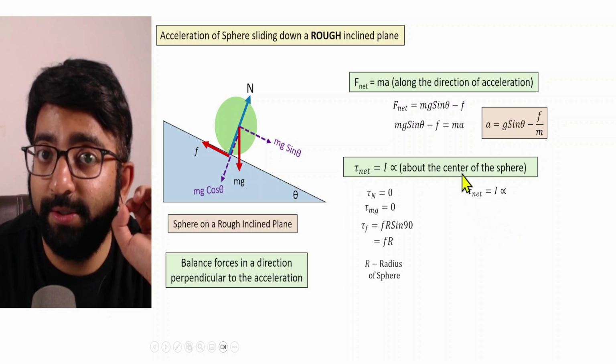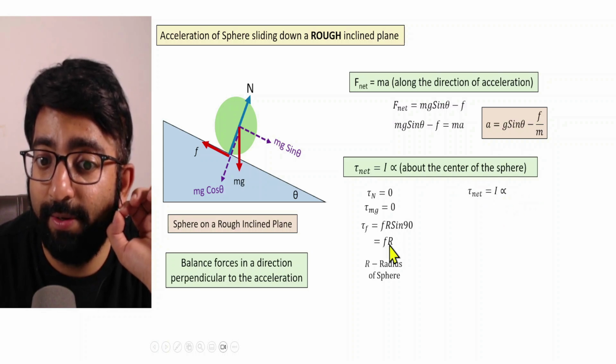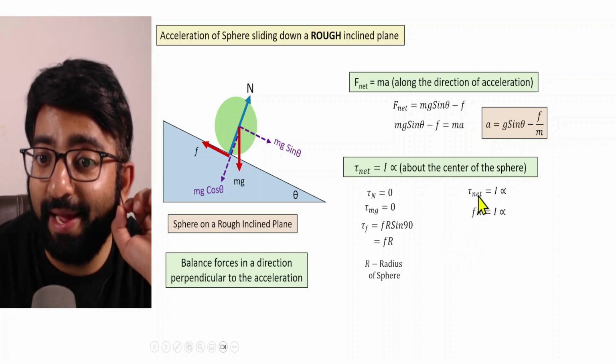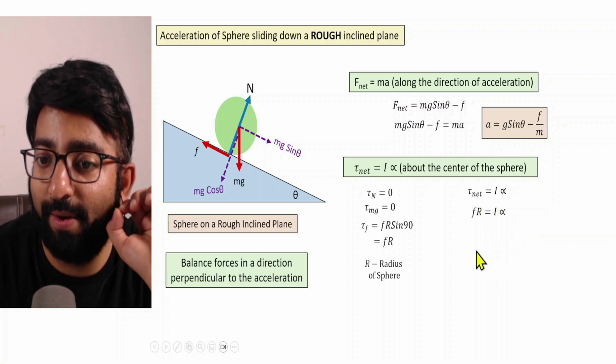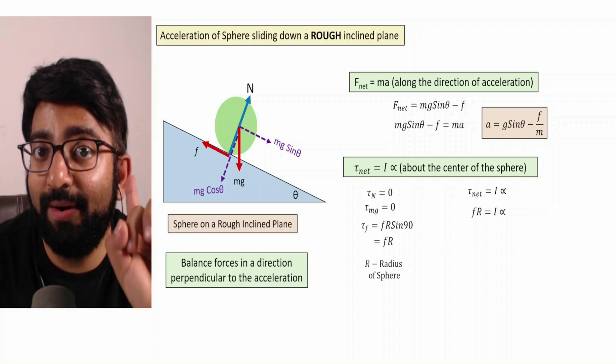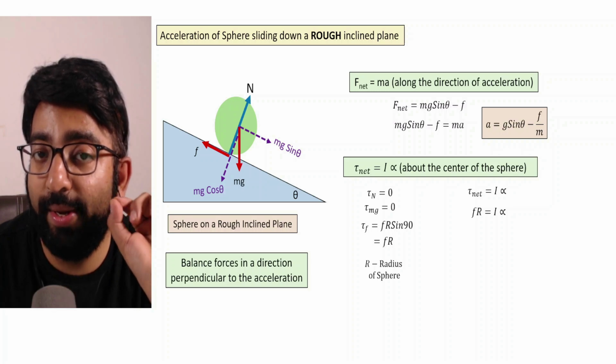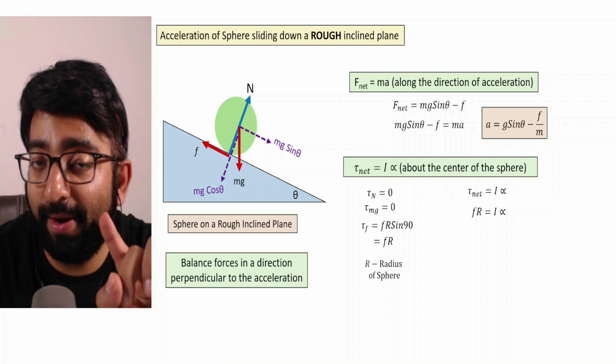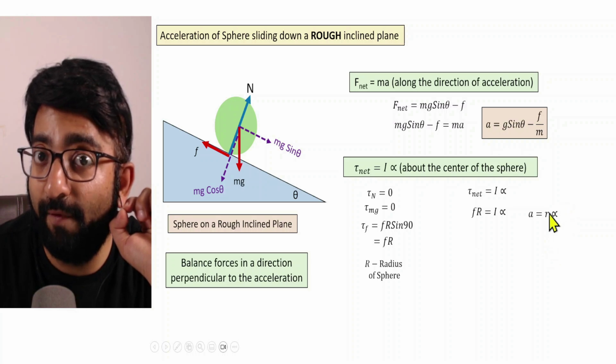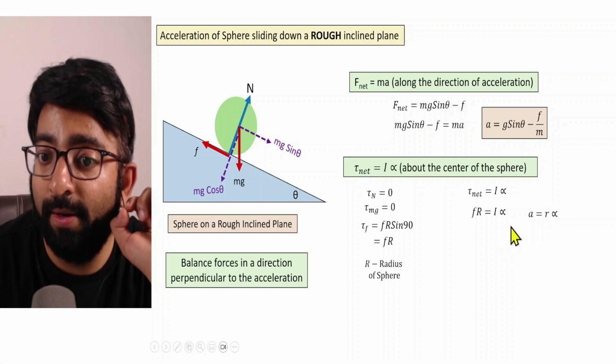So let's apply the equation. Torque net is equal to I alpha. The net torque is F R. So we write F R is equal to I into alpha. And now we come to that third equation. Remember the relation between the linear acceleration and angular acceleration? So if we make alpha the subject from this equation, we will get alpha is equal to a upon R, which we can replace in this equation over here.